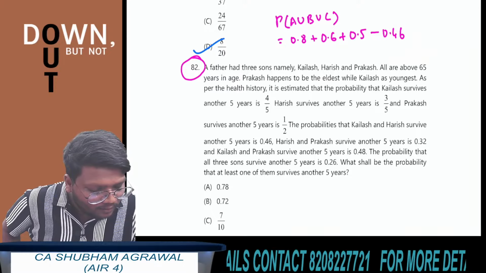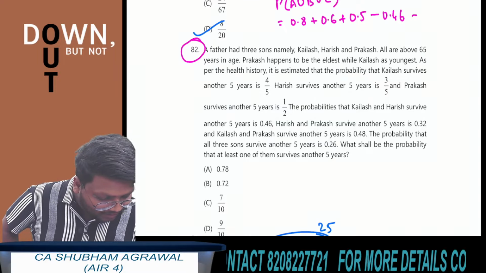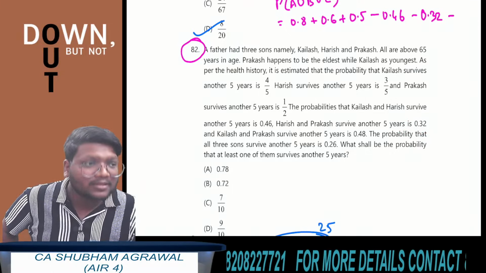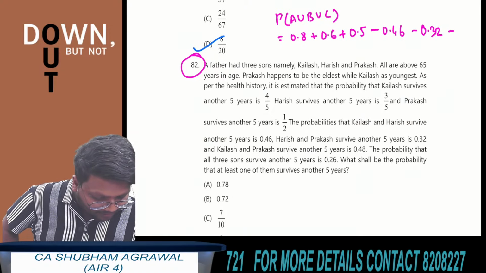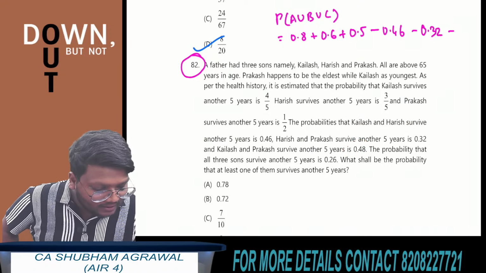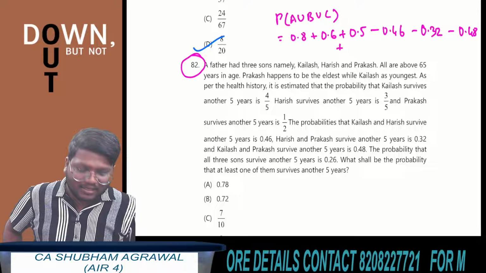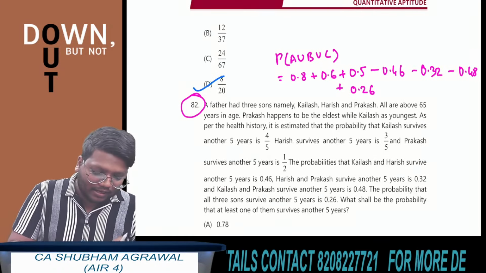0.46 minus probability of B intersection C. What is B intersection C here? 0.32 minus probability of A intersection C. What is probability of A intersection C? 0.48. Minus 0.48 plus probability of A intersection B intersection C, which is what? 0.26. Quickly find this on calculator now.